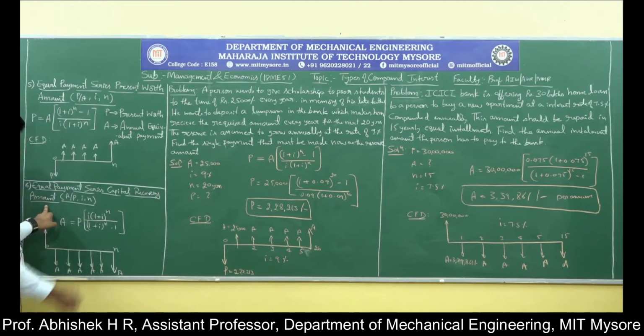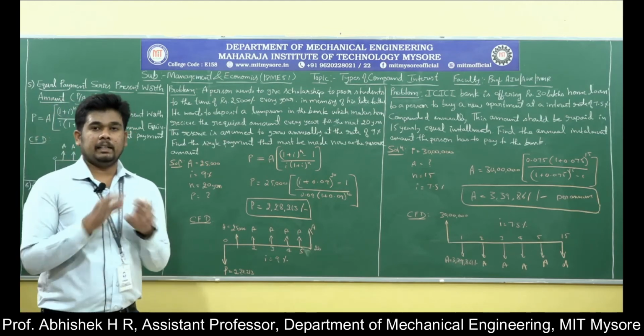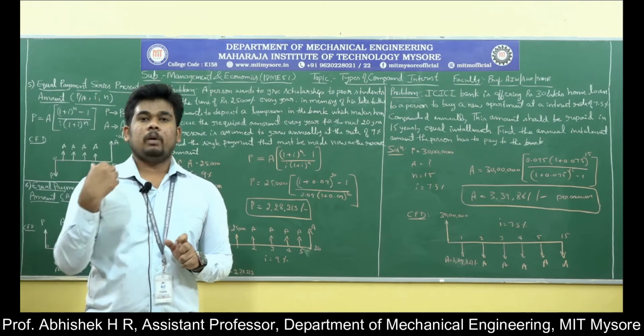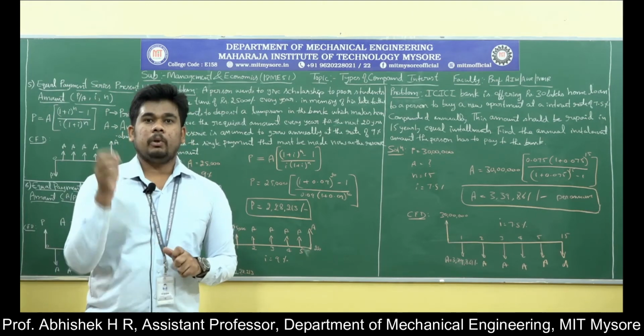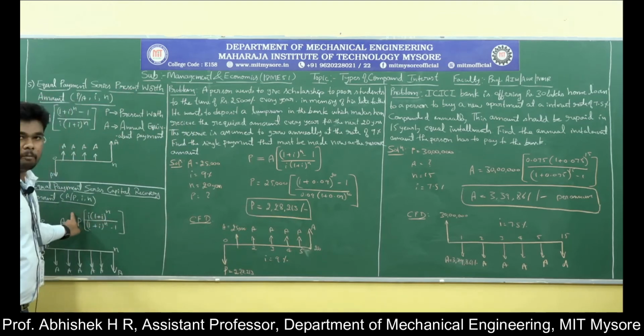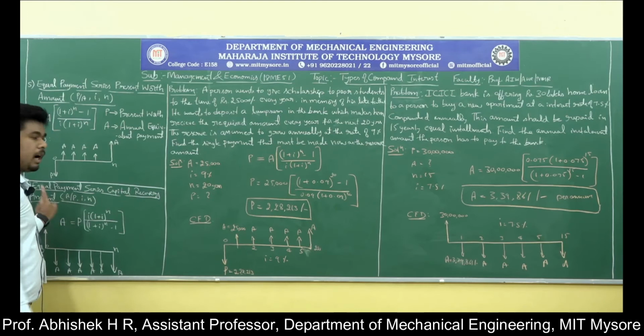And in the same way, we have a sixth type in compound interest. Sixth type, equal payment series, capital recovery amount. Capital recovery amount is nothing but just like your loan procedure. So the bank will give some amount and you have to pay the EMI. So that is what this sixth type will say. Equal payment series, capital recovery amount.